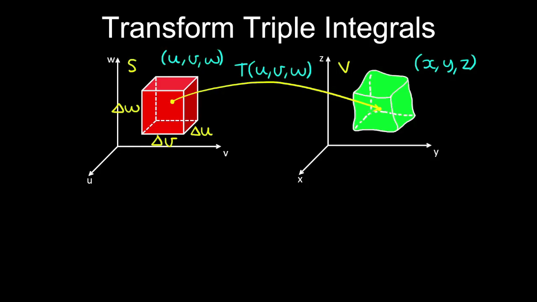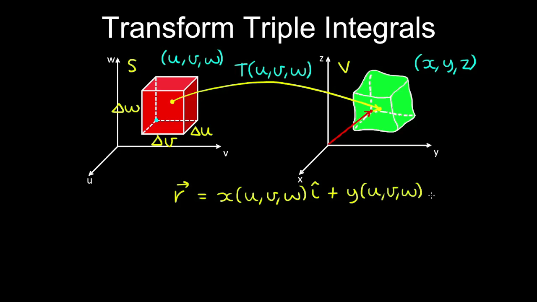So if we take a position vector to this back corner point of our element, which corresponds to this corner point of our element in S, then we can write the position vector, which is a function of U, V and W, as the X coordinate being a function of U, V and W in the I direction, plus the Y coordinate, which is also a function of U, V and W in the J direction, plus a Z coordinate being a function of U, V and W in the K direction.